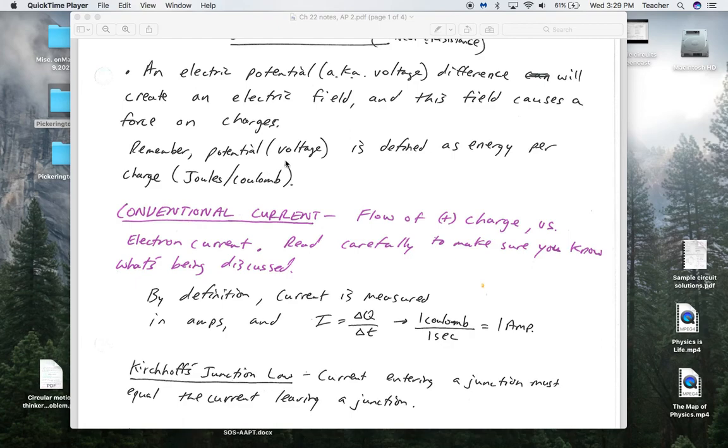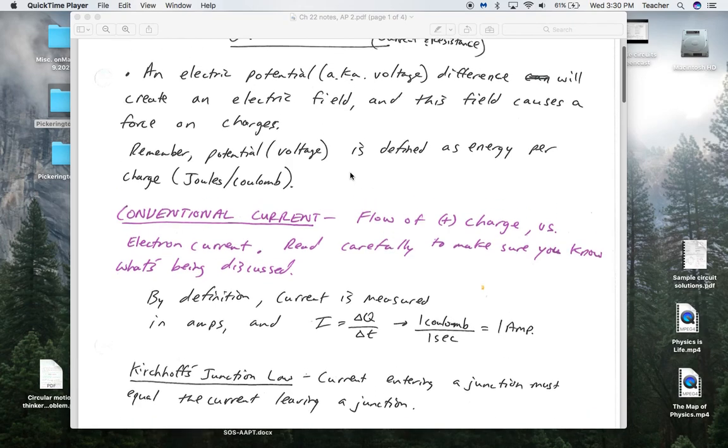All right, so remember we've talked about electric potential already as voltage or EMF or something like that. There are many different terms for potential: potential difference, voltage difference, electrical potential, EMF, and so forth. It's defined as energy per charge, or joules per coulomb.